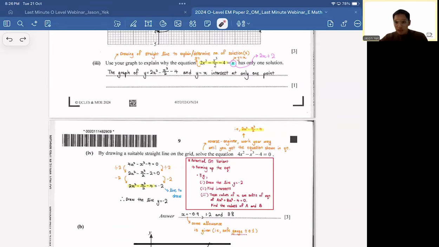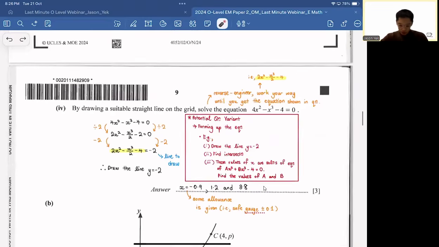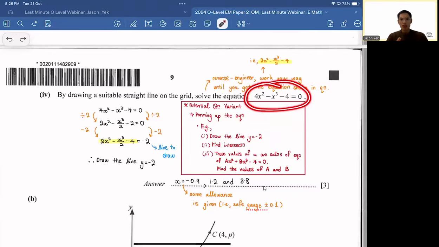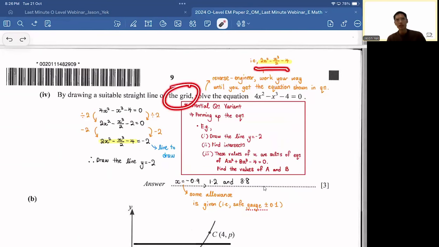Okay, why negative 2 again? Okay, so let me explain it one more time before I go to the graph. This is the equation I need to solve. But you don't just press your calculator and solve. You do that, you won't get the mark. What you need to do is work with the grid, which is basically this graph in this context. So you are just reverse engineering your way through by balancing the equation.